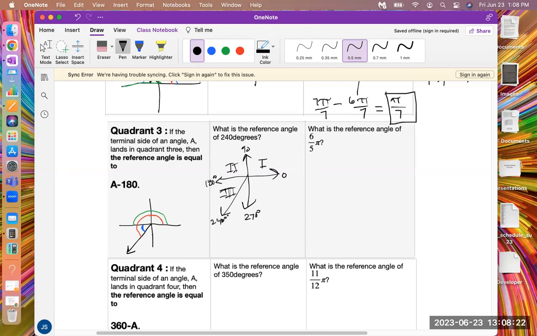So to find the answer, all we do is the angle minus 180. And honestly, I always draw the picture, like I said, when I'm trying to find a reference angle, because it helps remind me of the formula. So the reference angle is 60.